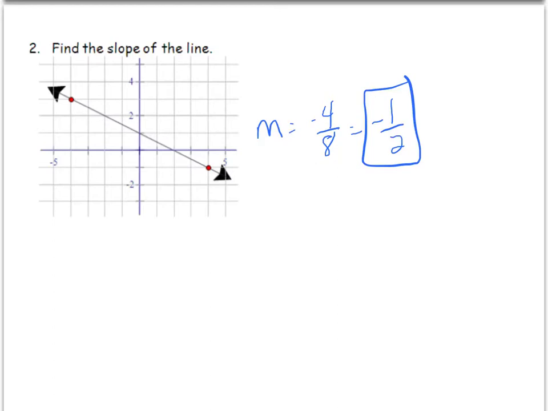Now, if you would have noticed, our line actually cuts through the grid right here in a nice neat area. This is also a down 1 over 2, so you could use that to help you find your slope as well. Either way, your slope would have been negative 1/2.